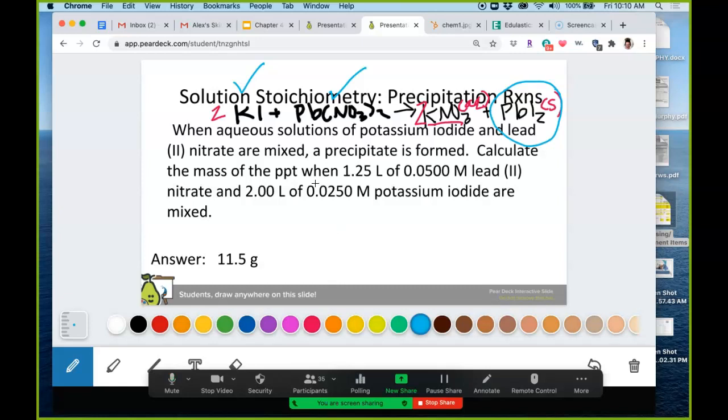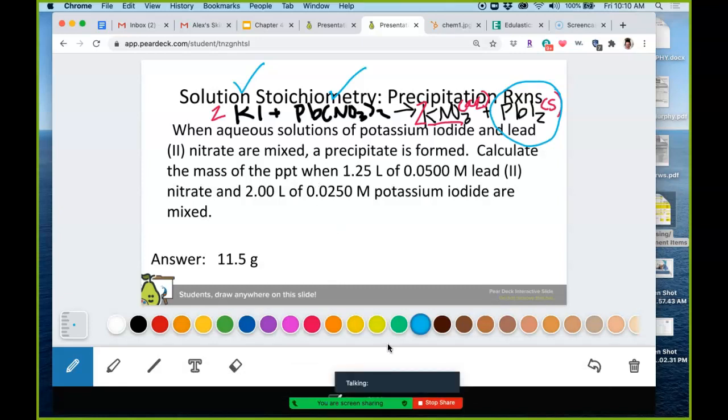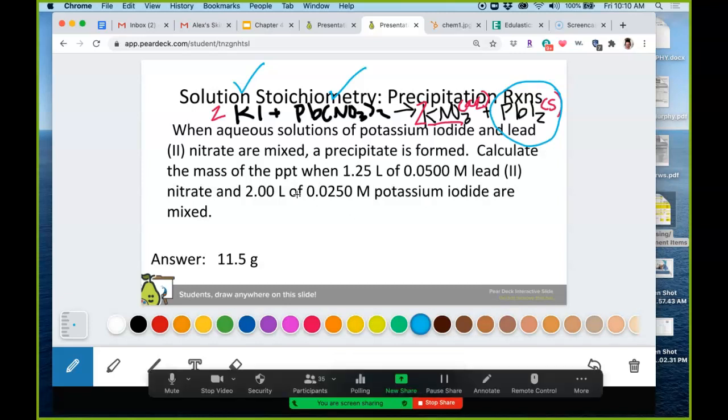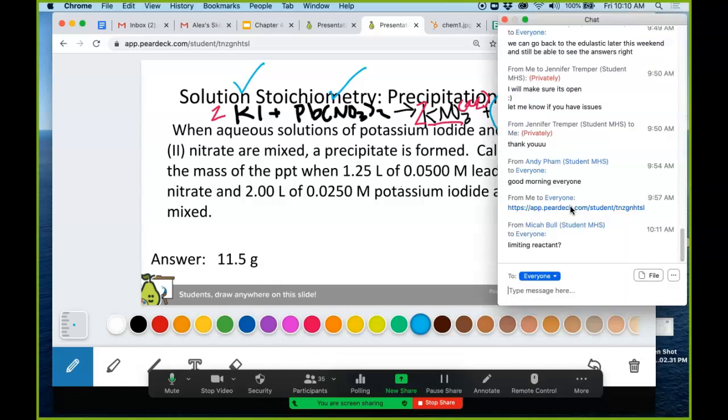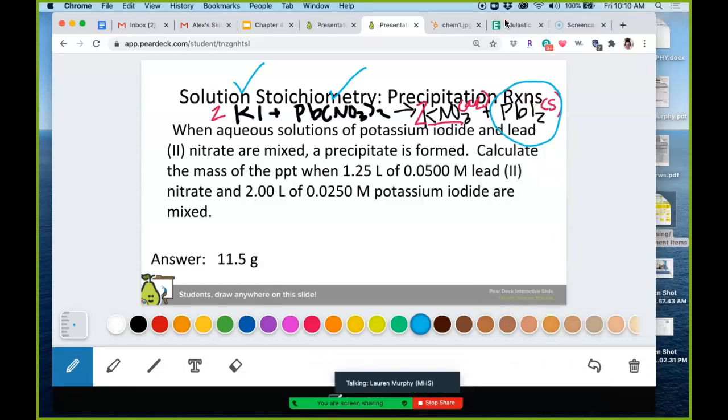Anybody remember? No one? It is limiting reactant. Thank you, Micah. Limiting reactant. Okay, how do you know? What is your hint that it's a limiting reactant? Well, they gave you amounts of both reactants. And in the prior problems, I only gave you one substance and we found another substance. Because I have two substances present and amounts of them, it's highly likely that this is going to be a limiting reactant problem.